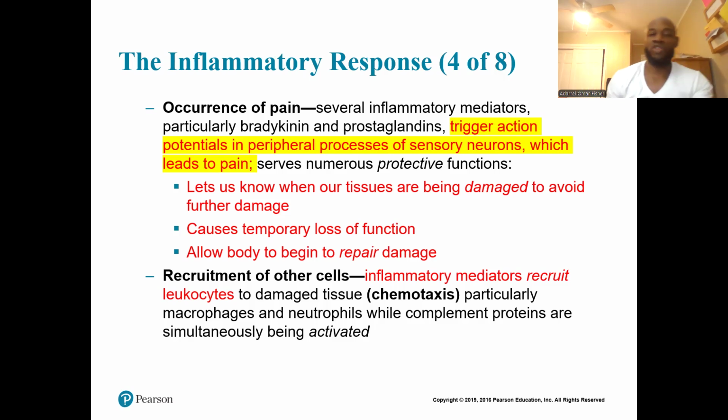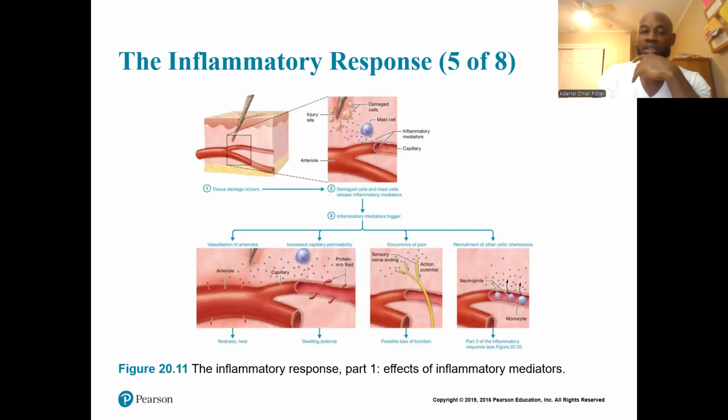And we also have the recruitment of other cells. Inflammatory mediators recruit leukocytes. So when these inflammatory mediators go out, we get those white blood cells coming in. Macrophages, neutrophils. Remember, macrophages are the first ones to come in. Complement proteins are being activated. Clean up the area. Remove the damaged cells.